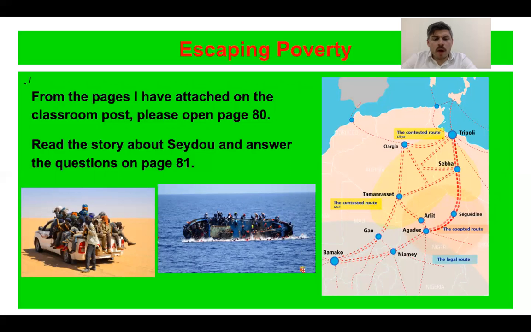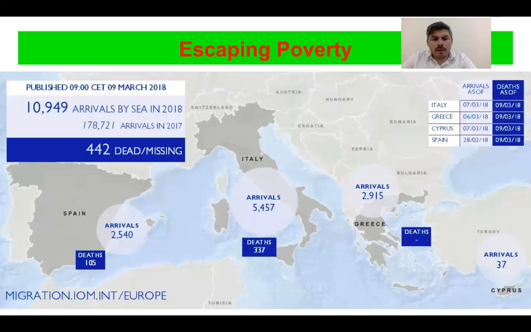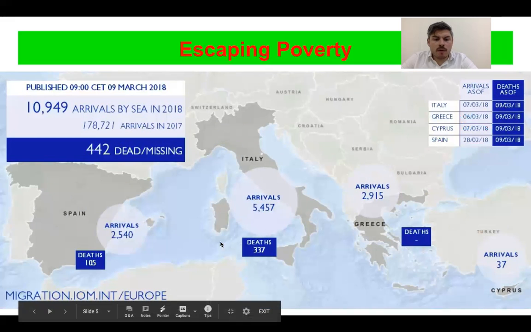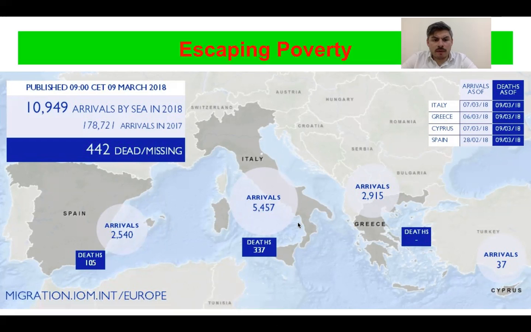Okay, so after looking at Seydou's journey, you can see it's very dangerous for people to migrate across the desert and then across the sea. We're seeing many deaths every year. There are many, many deaths.